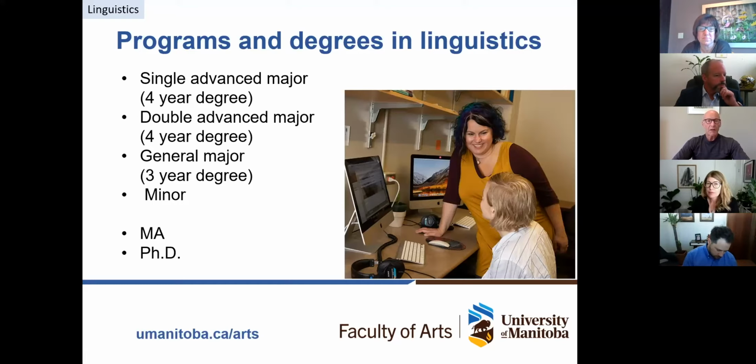So in our department, we have these programs and degrees. We have the single advanced major, which is the 4-year degree, also the double advanced major. We have a general major, which is a 3-year degree, and a minor. We don't have an honors program yet, but we hope to put that in place within the next couple of years. So once you move along through your degree, you may be able to get into our honors program as well. And then we also offer MA and PhD programs in linguistics for students who want to go on and do some more work in that area.